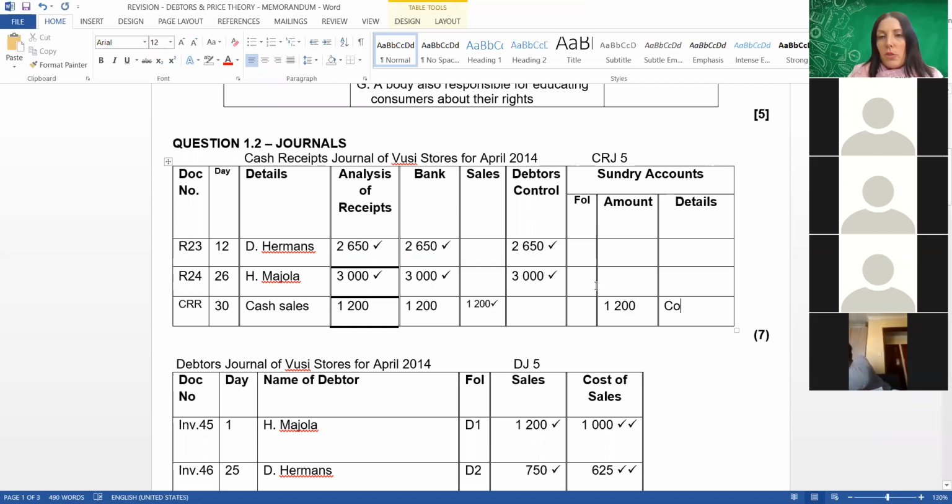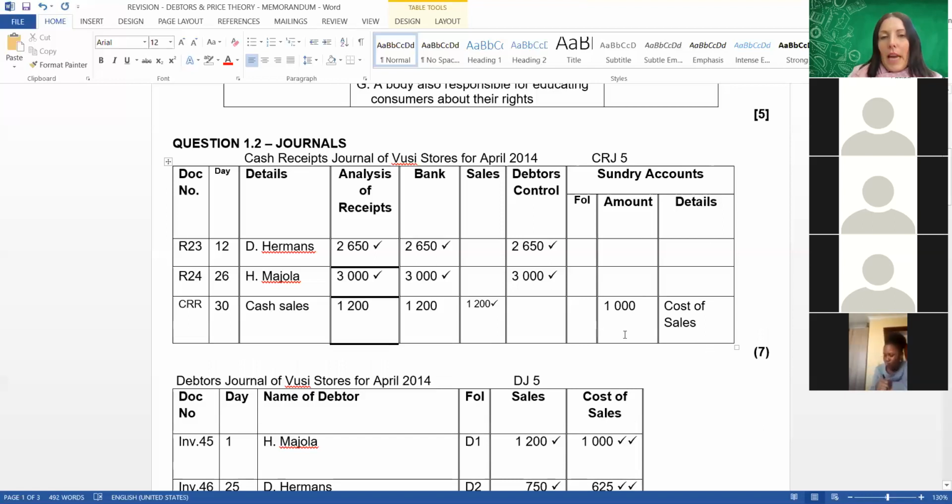Of not 1,200, I think it's 1,000. Let's quickly work out: divided by 120 times 100, that's 1,000. So if you put the cost of sales there because there wasn't a column, well done for that. But that didn't count a mark at all.